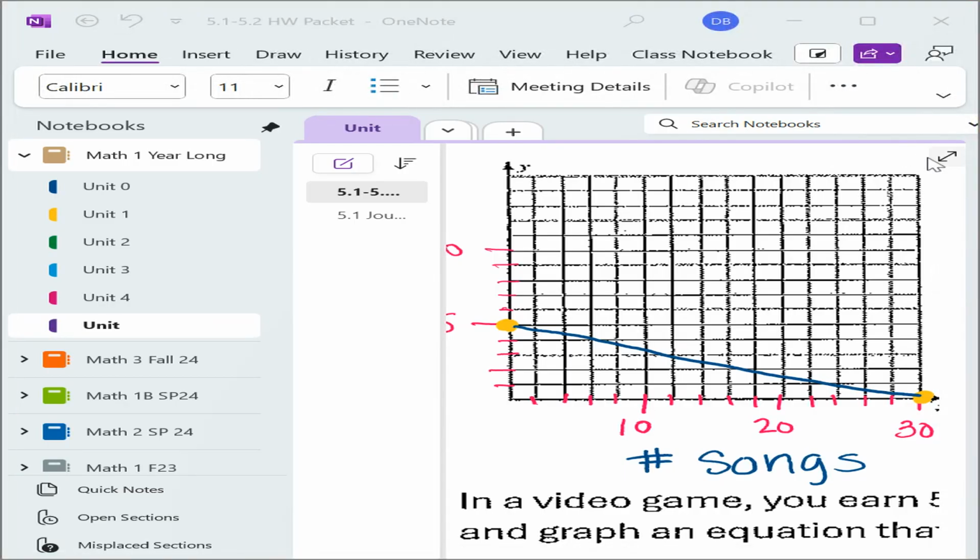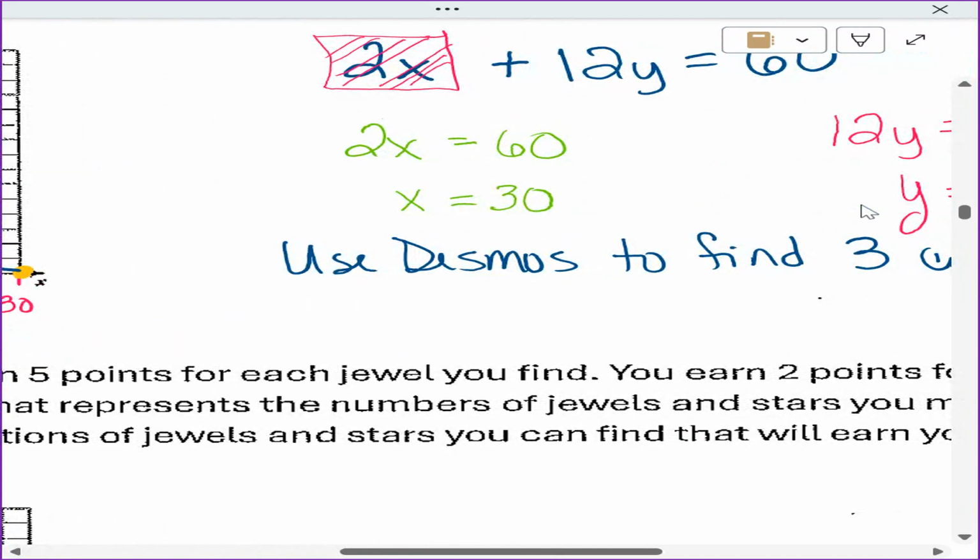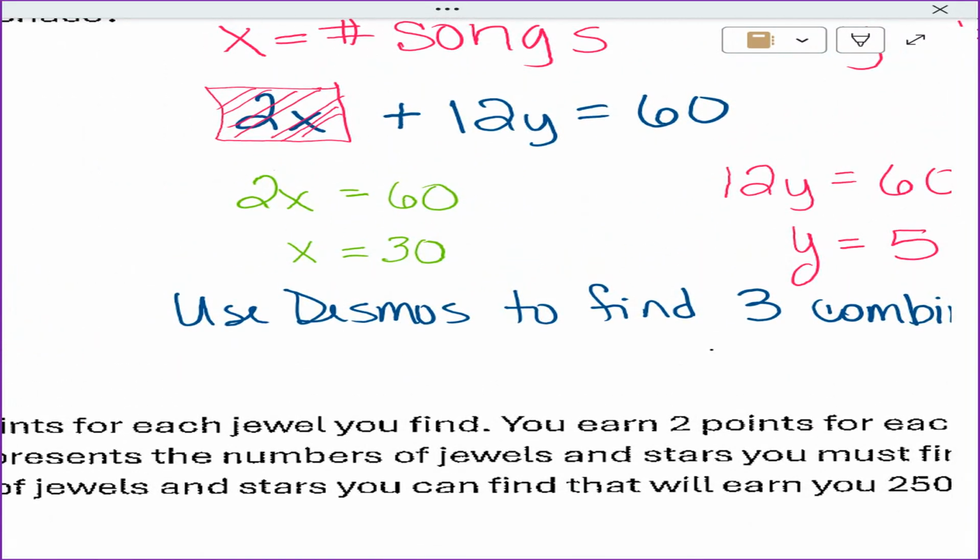And I want you guys to use Desmos when you do this. It's going to be helpful. So I'm going to input this equation right here. 2x plus 12y equals 60. And Desmos graphs it. Look, it crosses the y-axis at 5, and it crosses the x-axis at 30, okay?